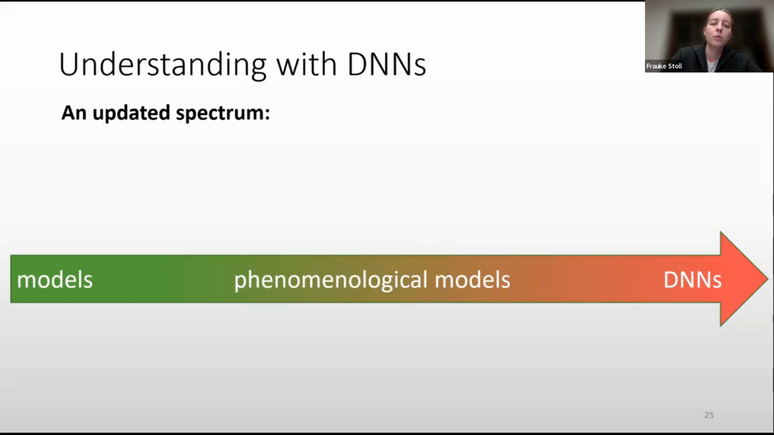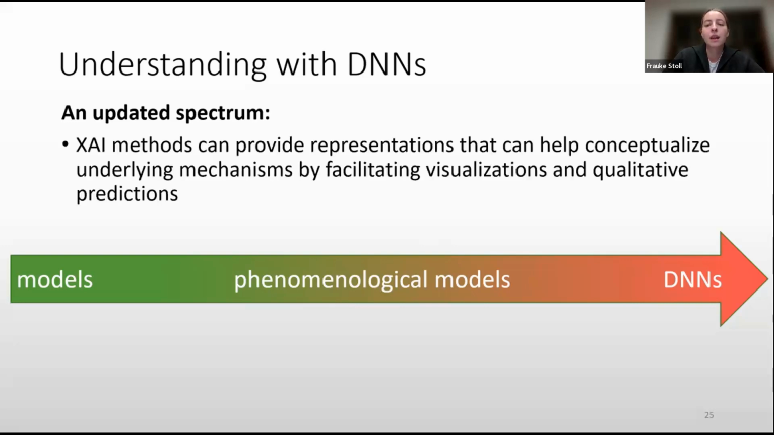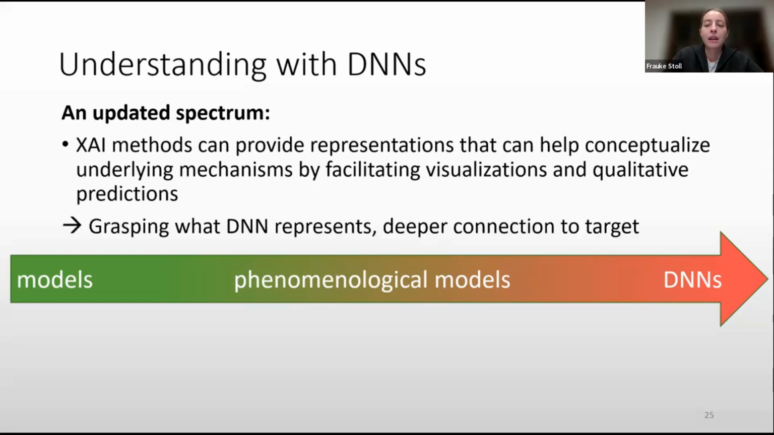But the hope with these methods is that XRI methods can maybe build a bridge to understanding by providing exactly that: representations that, in the best case, help us conceptualize some underlying mechanisms by making the DNN intelligible. And therefore, that gives us a grasp on what the DNN represents and a deeper connection to the target. So the hope is that XRI methods can bring us more onto the green side of the spectrum of understanding with.